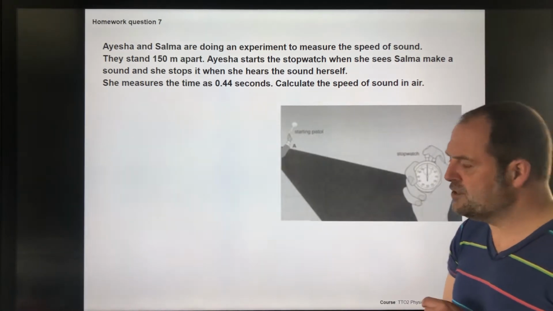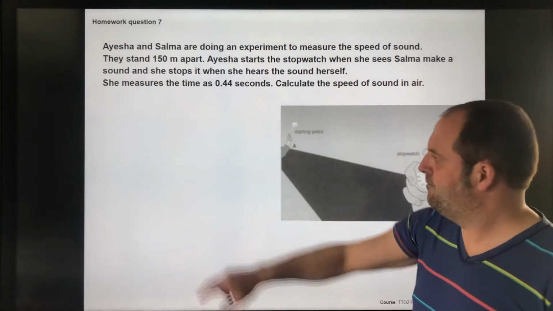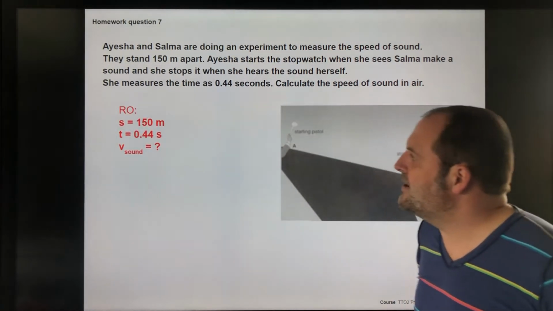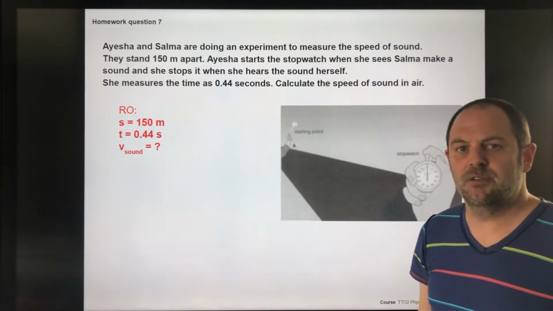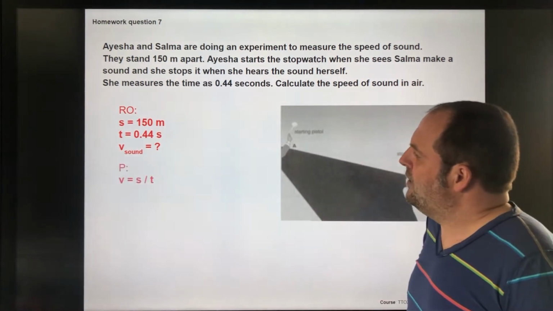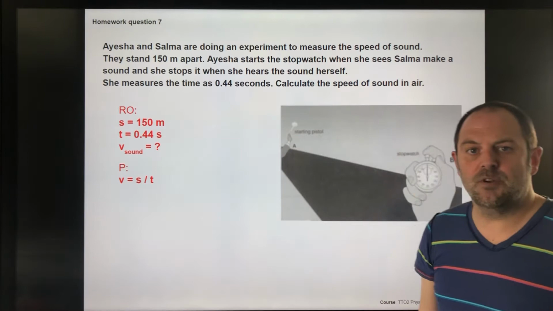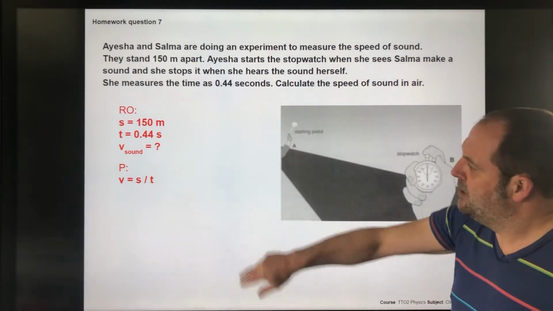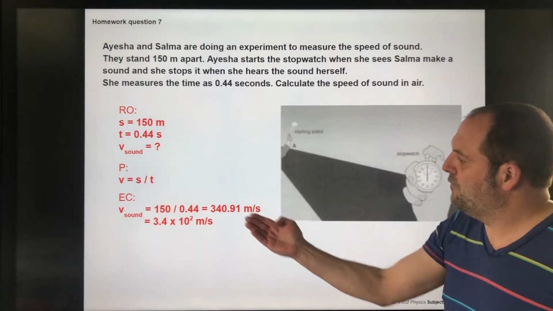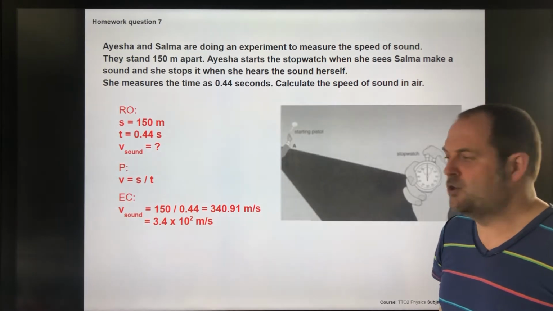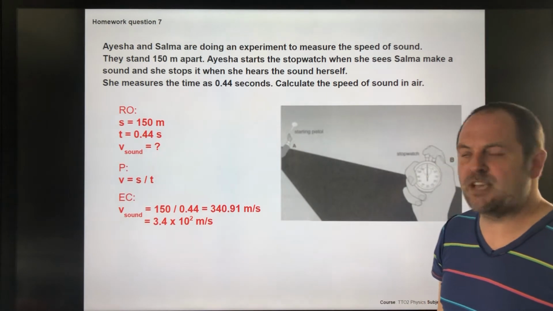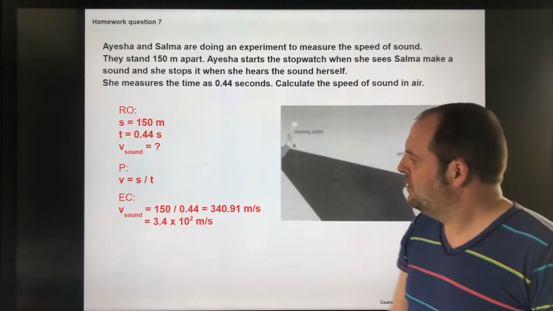Okay, so the first thing that you do is write down all the things that are given. We're going to solve this question, of course, in ROPES style. So the first step is write down all the things that are given and make sure that everything is in standard units. The thing that I'm going to calculate is the speed of sound. Well, the standard formula to calculate the speed of something is, of course, taking the distance and dividing by the time. So I fill it in over here. I get 150 divided by 0.44 and I get 340 meters per second. Make sure that you write it in standard form, so 3.4 times 10 to the power of 2 meters per second. So that is the speed of sound in air.